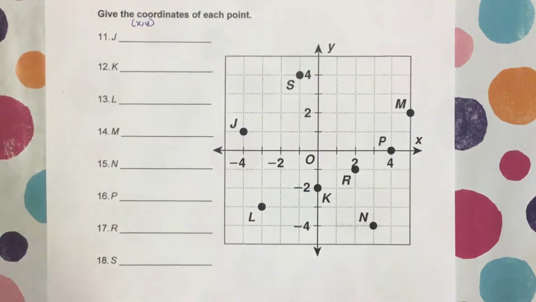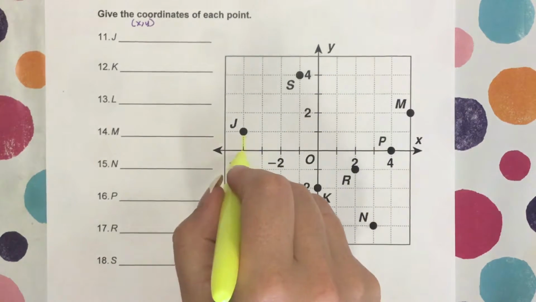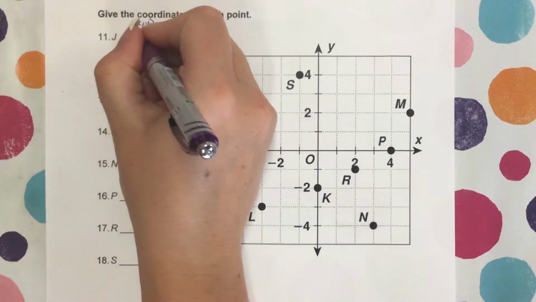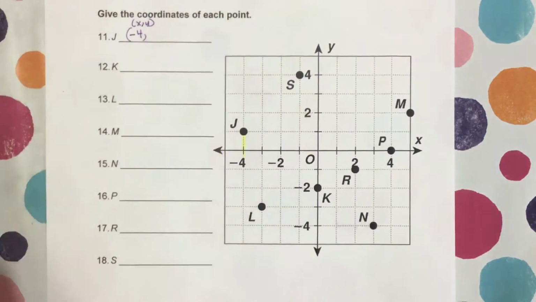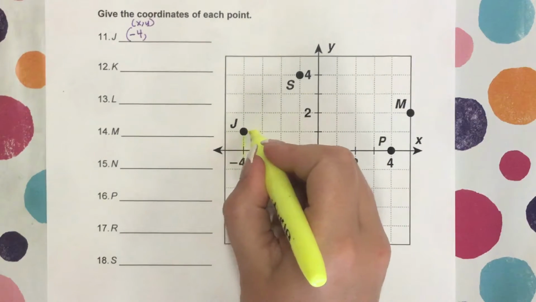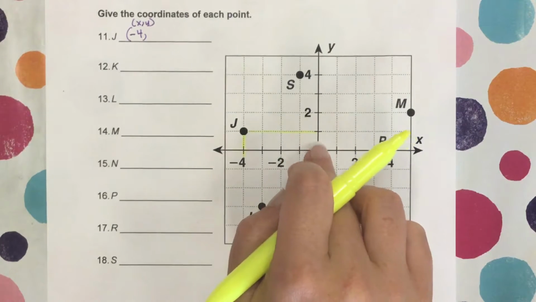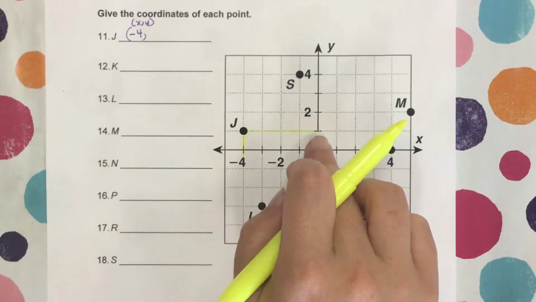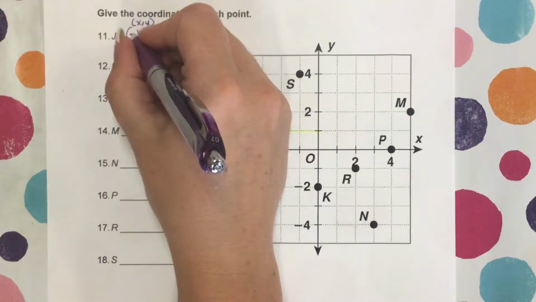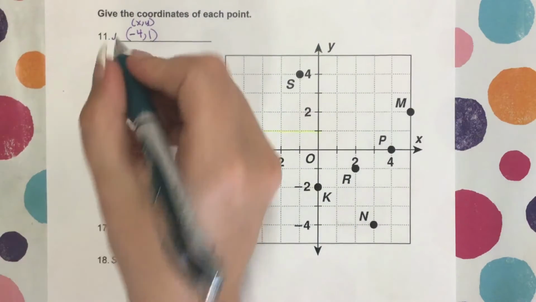Okay, so first for J, we're going to go down and meet the x-axis, and we meet it at -4 there. So we know that the x part is -4 for J, and then we're going to go over to the y part, meet the y-axis, and we would meet the y-axis when y is +1. This is 0. We're going the positive numbers. That's 1. So that would be the point -4, 1.